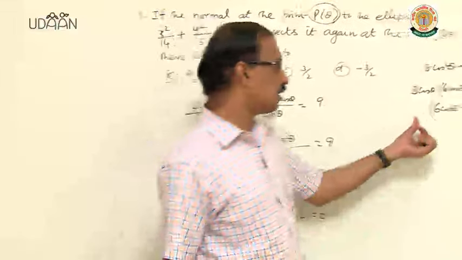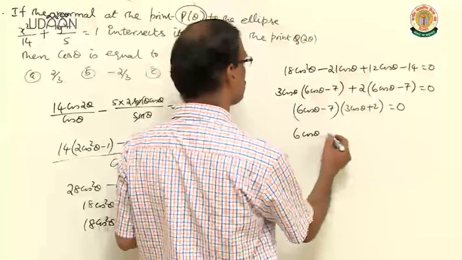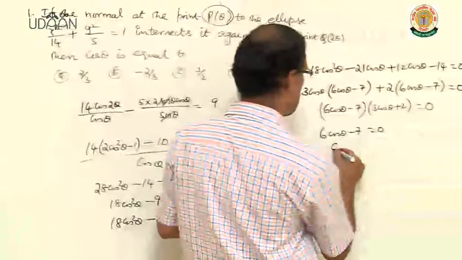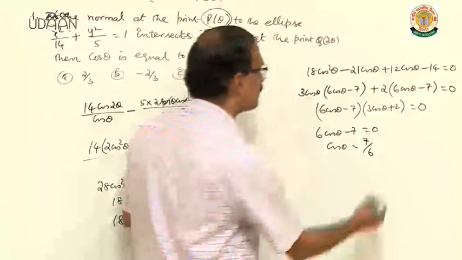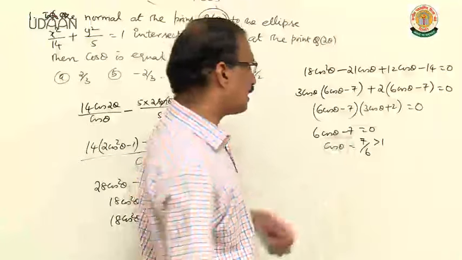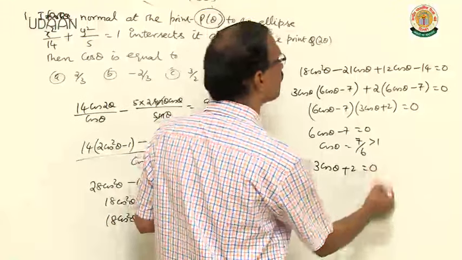So from this what do we get? 6 cos theta minus 7 equals 0, so cos theta equals 7 by 6. That is more than 1, so that is not possible. The other one we have is 3 cos theta plus 2 equals 0.